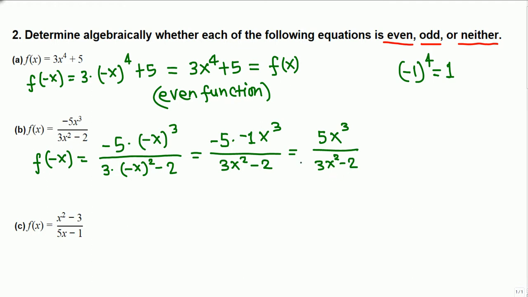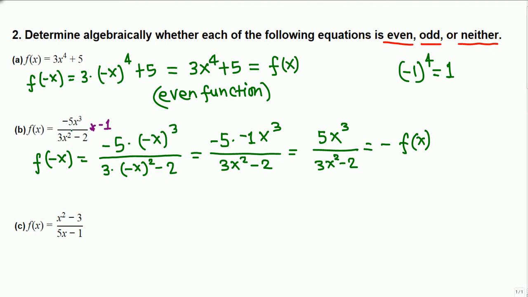Okay, is this the original function? The bottom is the same, but the top we were supposed to get negative, but we have now positive. So is this the negative of the original function? Yes. If we multiply the original function by negative 1, then negative 1 times negative 5, that's 5x cubed. That's what we have here. So this function is in fact negative 1 times the original function. Okay, if we multiply the original function by negative 1, then we get this.